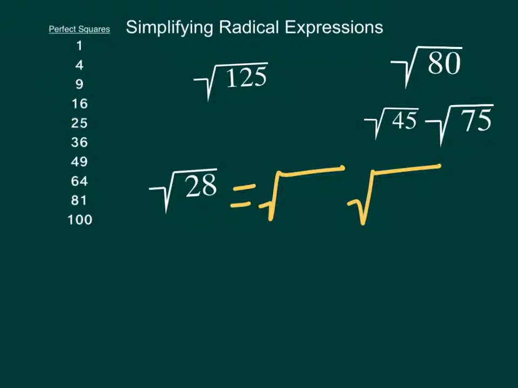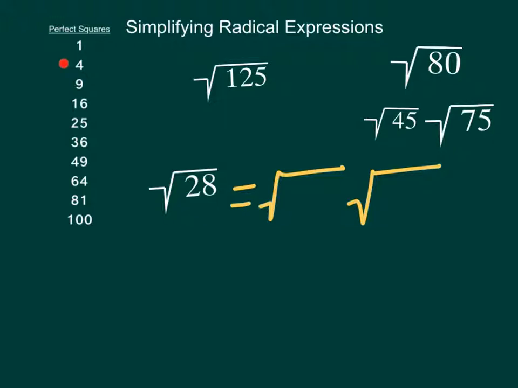So, because 28 is just above 25, we know we only have to look at these first 5 numbers to determine, does one of these perfect square values divide into 28? And while 1 will always divide into any number, the square root of 1 will always be 1 and will never change this value. It would still be 1 times 28.